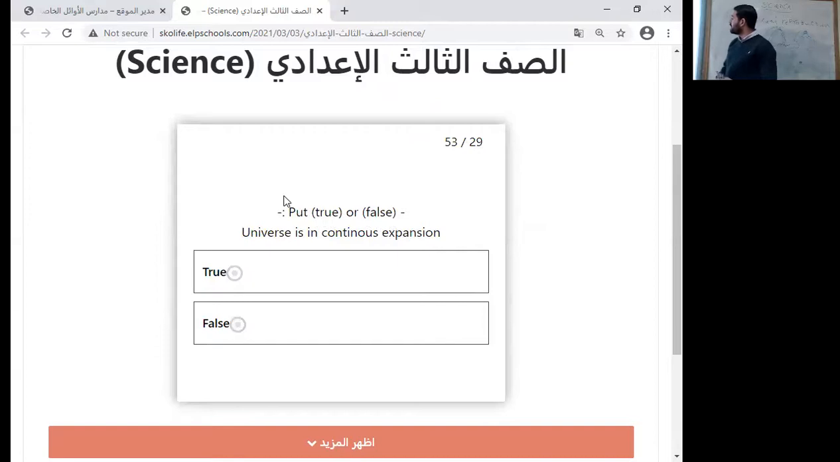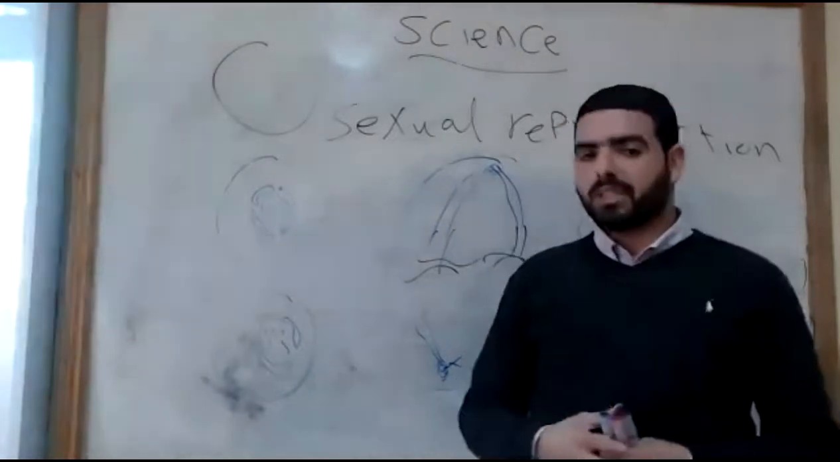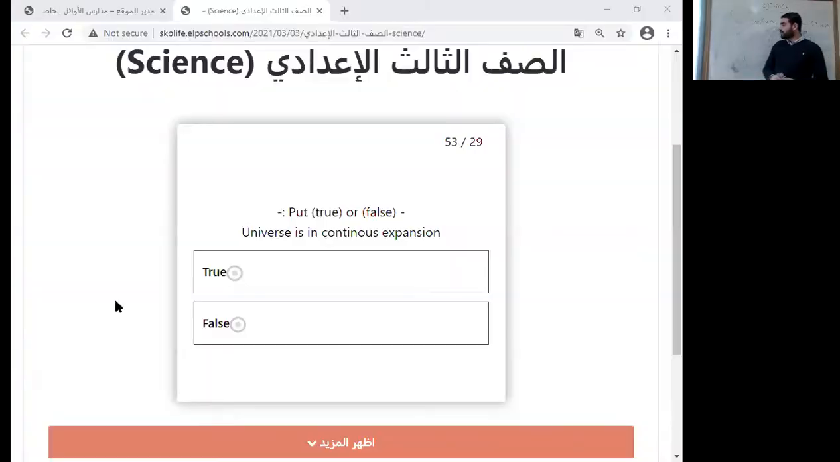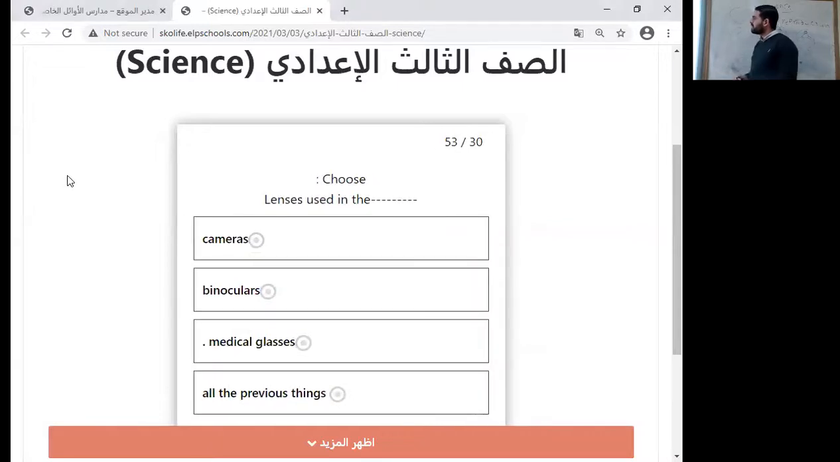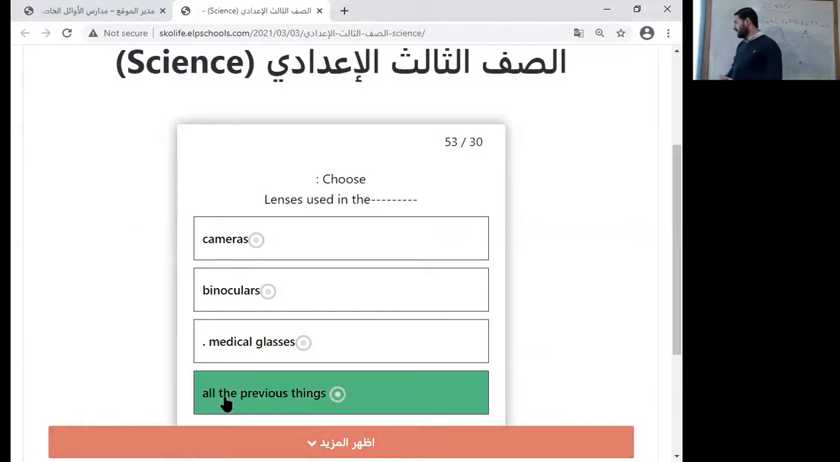The universe is in continuous expansion. Yes, the universe is always in continuous expansion, and its volume is increasing due to the movement of galaxies apart from each other. So the answer is true. Lenses are used in cameras, binoculars, medical glasses, all the previous. Lenses are used in all these applications and tools, so the answer is all the previous.